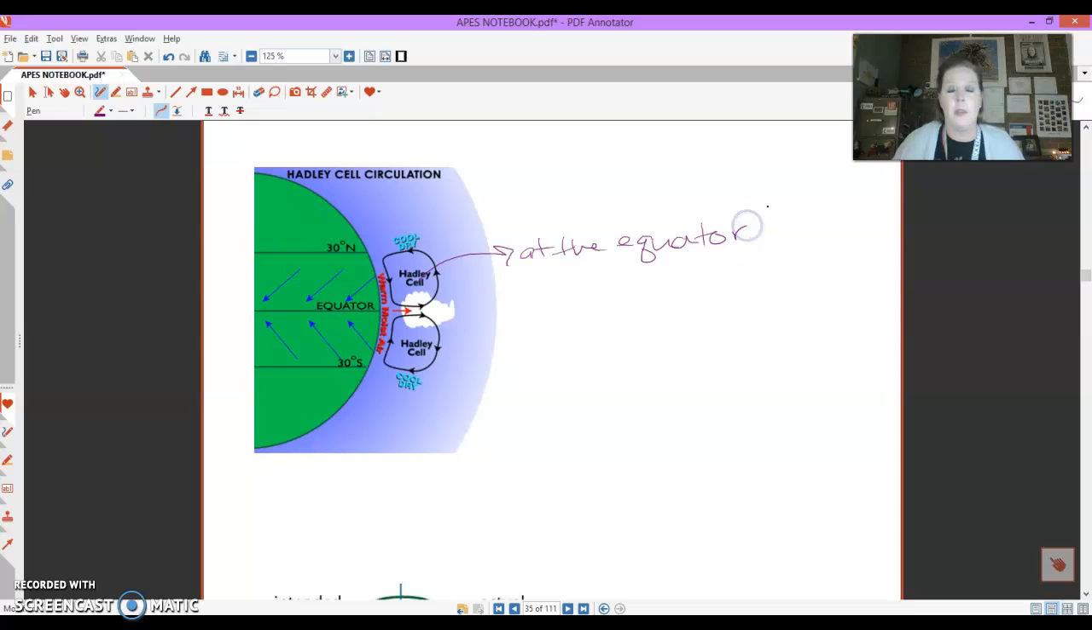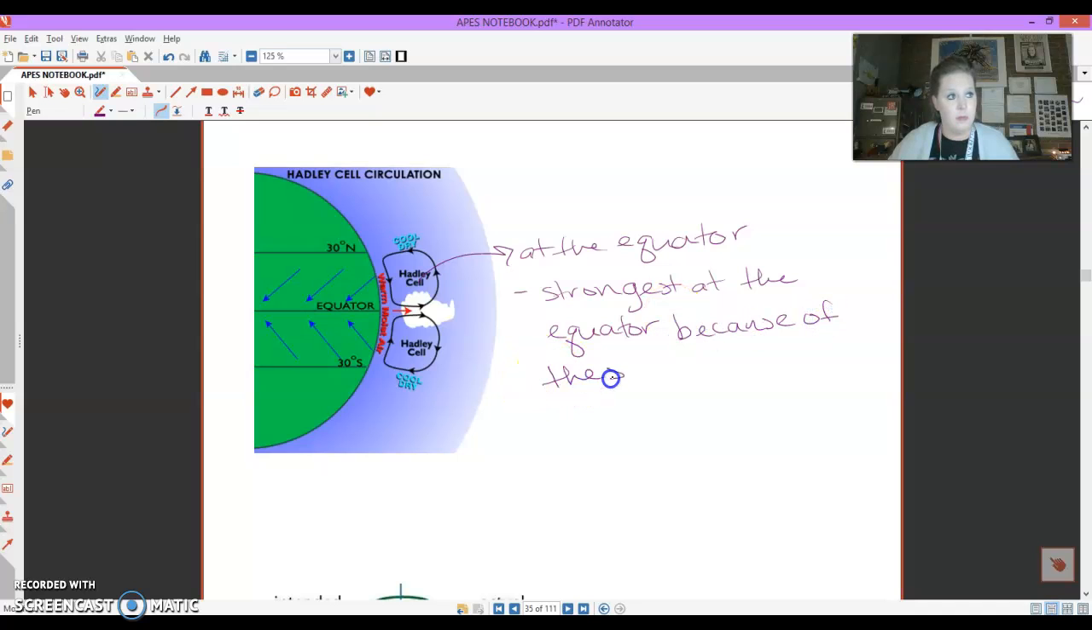Now, what is so significant about the equator? It's the hottest location on the planet. So these are going to be very powerful convection currents because heat produces more energy. Okay? So they are strongest at the equator. All right, they're strongest at the equator because of the sun. All right, so they're going to be very intense here. Think about hurricane production. All right.